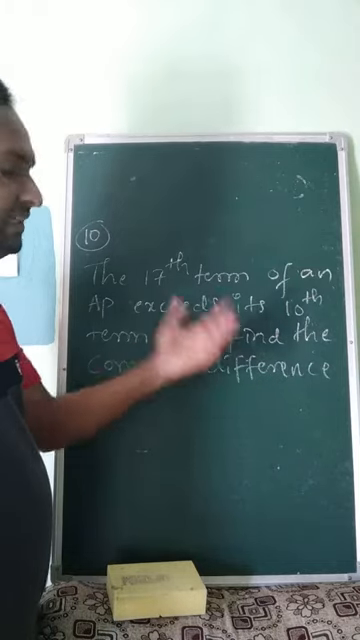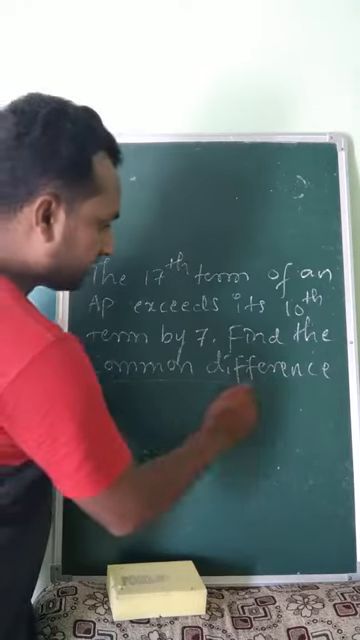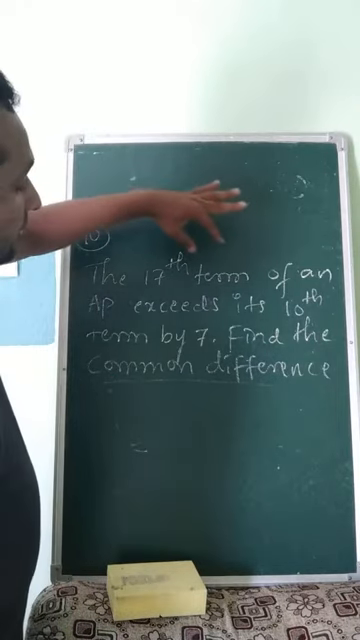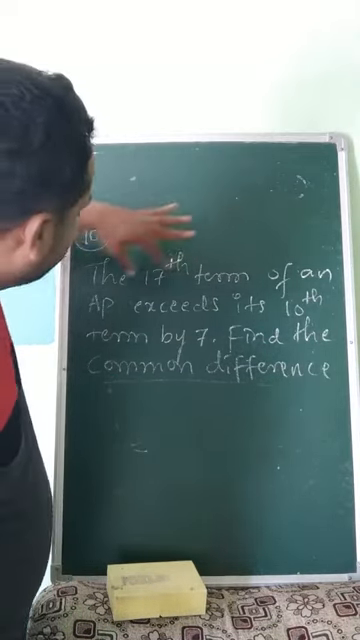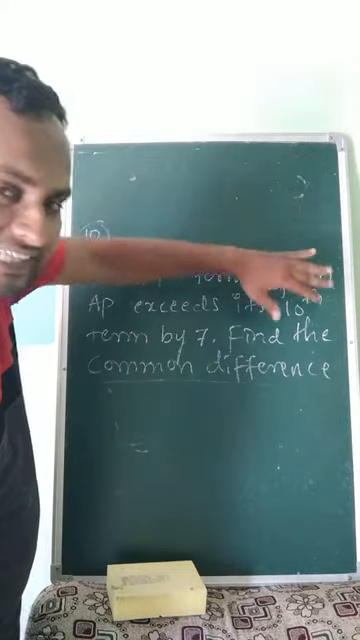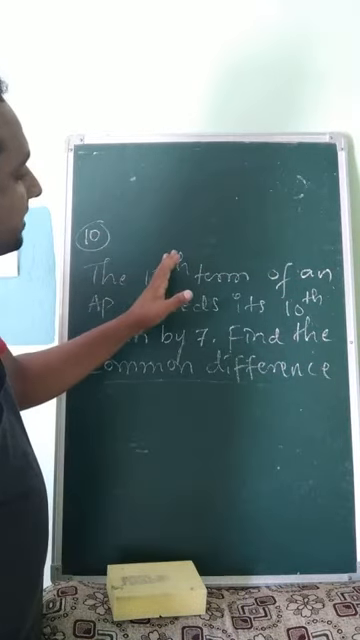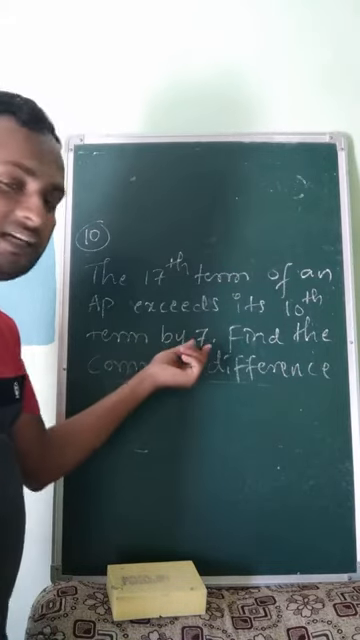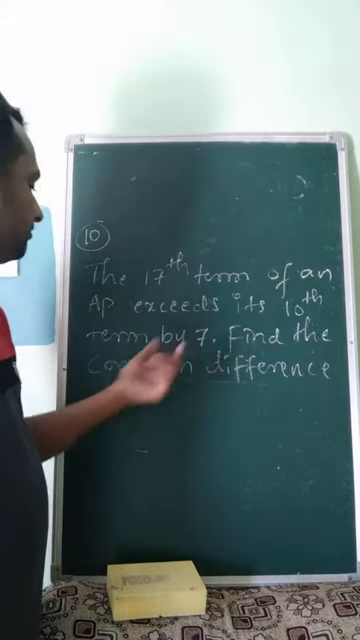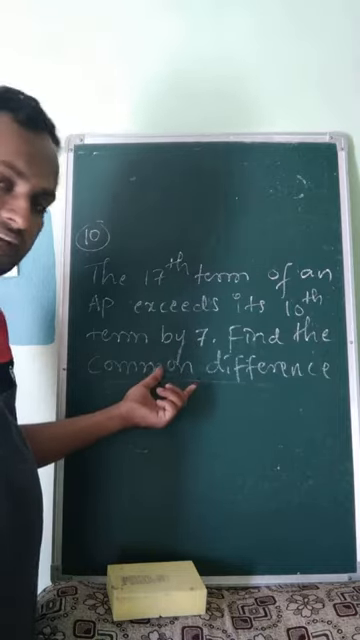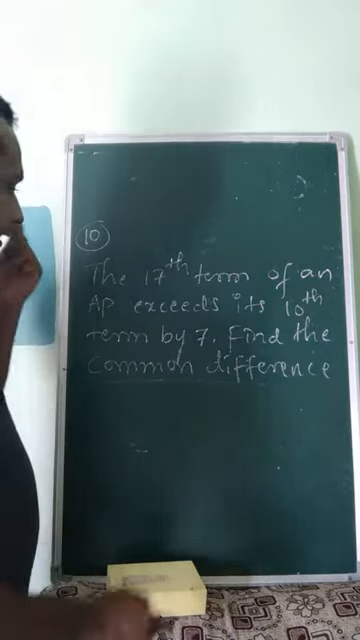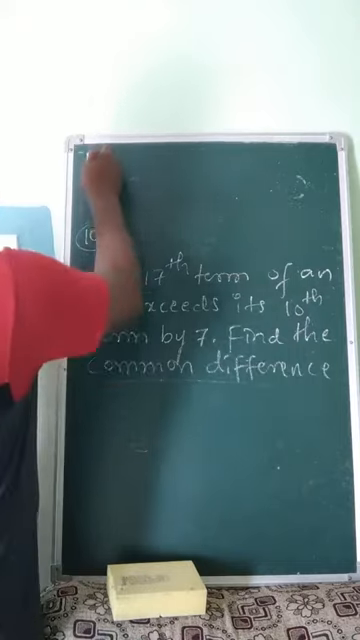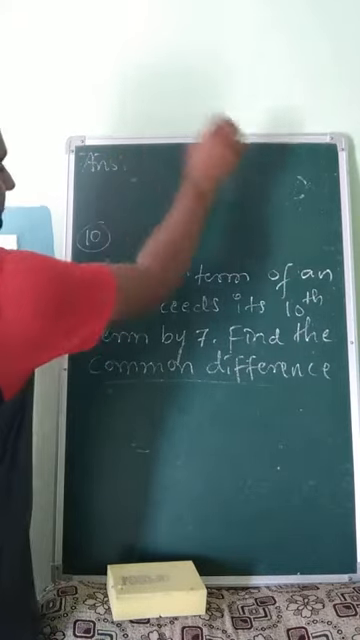Find the common difference. Now which value do you have to find here? Common difference. The 17th term of an AP exceeds its 10th term, means 17th term minus 10th term is equal to 7. Find the common difference, the value of D here. Now see, according to the question, how you can find.